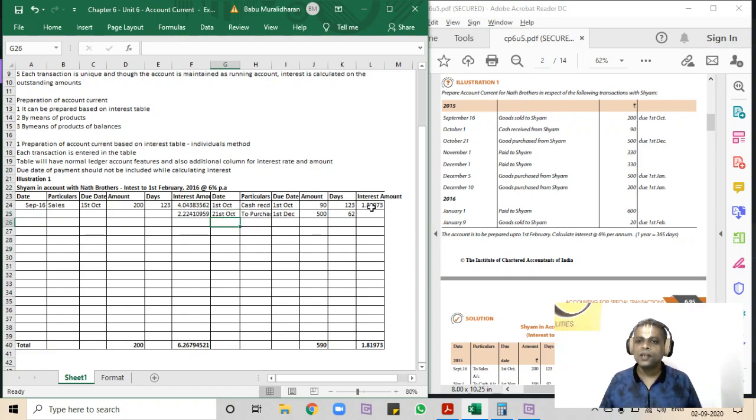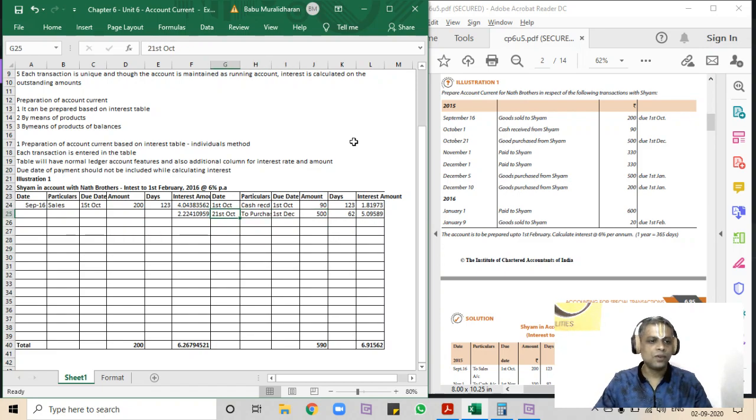Purchases have happened for 500 rupees, and the goods have been purchased from Shyam. So the interest is to be calculated for 62 days on 500 rupees at the rate of 6%, which is equal to 5 rupees and 9 pies, 5 rupees and 10 pies.